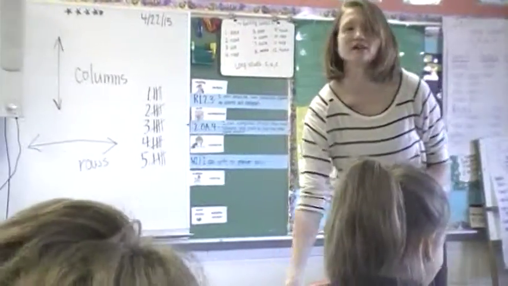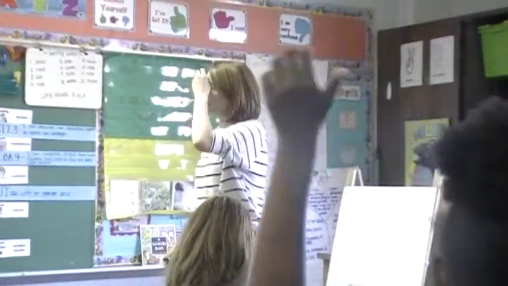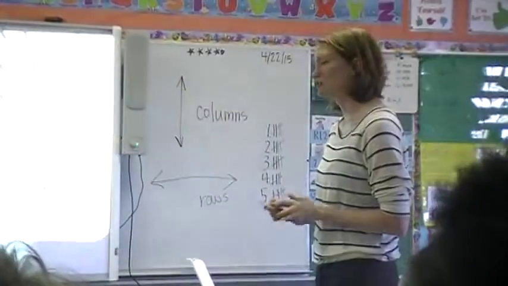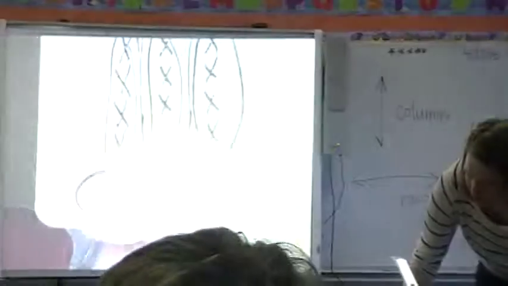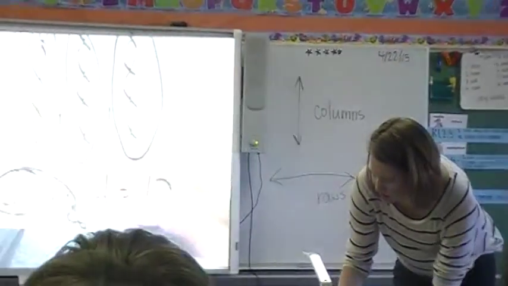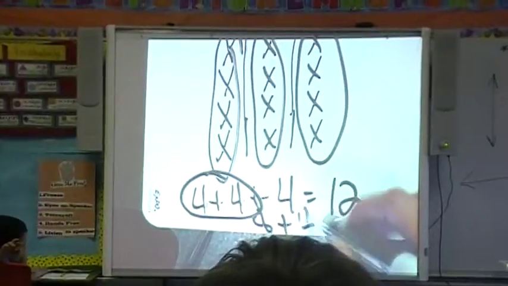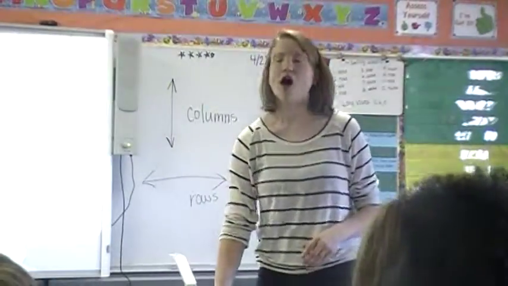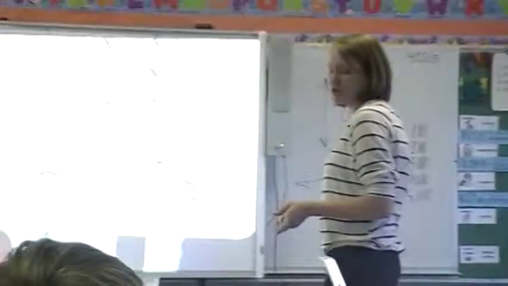Okay, what else? Caitlin, what did you do? Counted by 4 is good. I put those 2 4s at the first one, and I put 8 and then I put 12 under that one. Okay, so you did 8 plus 4. Awesome. All right, everybody did a great job.